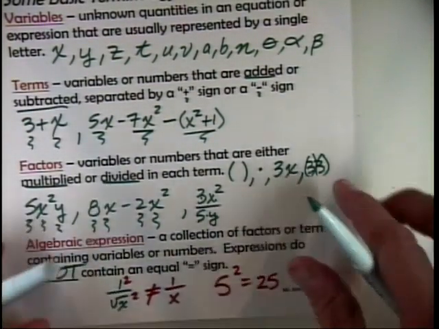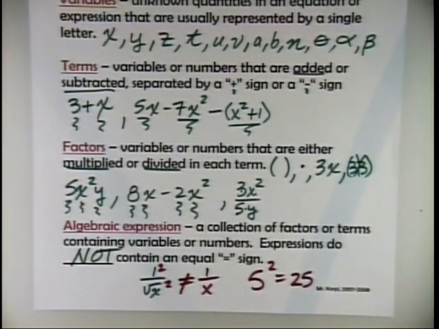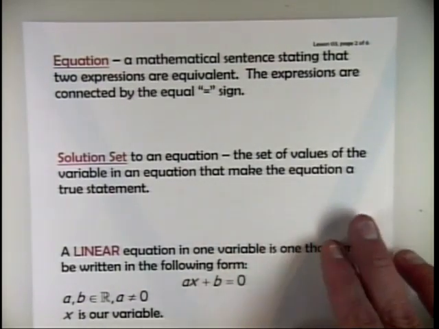So in general, all you can do to algebraic expressions to modify them is to multiply by clever forms of 1 or to add a clever form of 0. But you have to know what that clever form is for it to be of any use. So algebraic expressions don't have an equal sign. All right. That brings us to an equation.